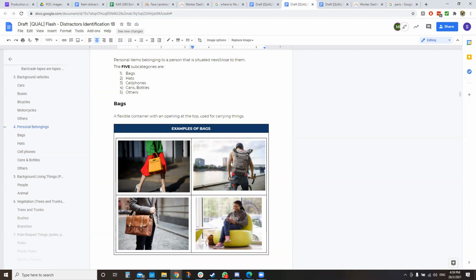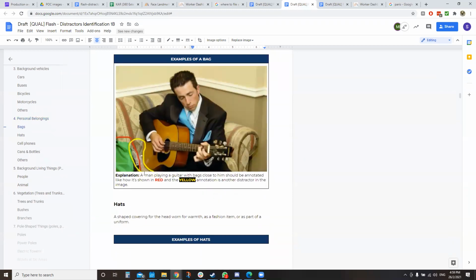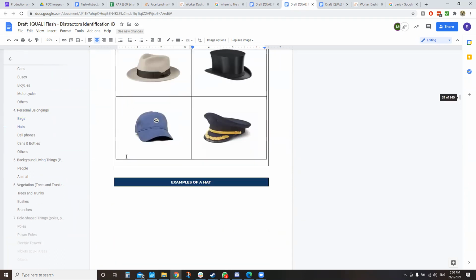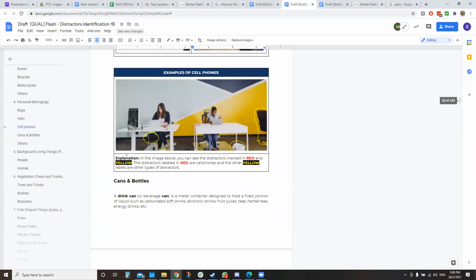Because we can't find pictures for every single example, we make do with whatever we have. So same here, bags, hats, whatever that is a distraction. Just because it's in the picture doesn't mean it is a distractor. So this is the one. Oh, the client said the phone is a distractor. So which means, guys, in this case the phone is a distractor.